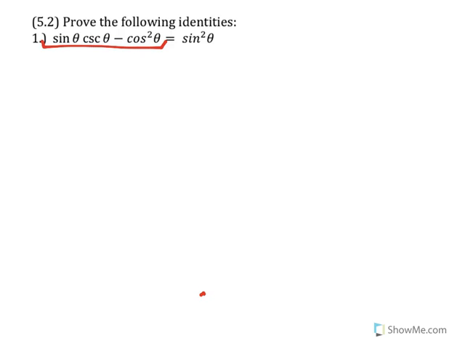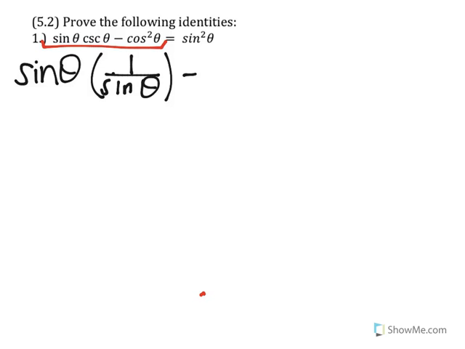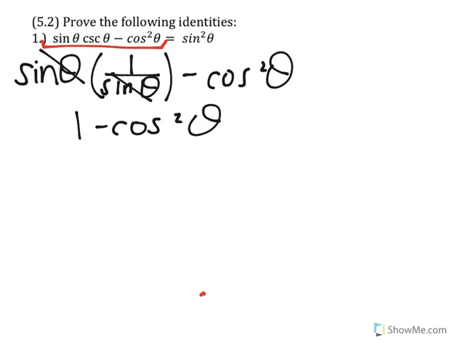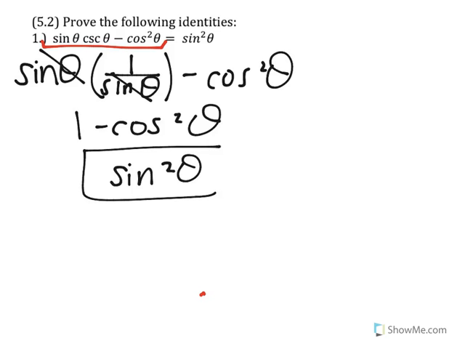So this one's actually simple. I'm going to make cosecant 1 over sine. We did one just like this. If you look back at your 5.2 notes, the sines cancel. We're left with 1 minus cosine squared, which of course is sine squared. When I get to the sine squared, I know I'm done because I got back to my answer. Okay?